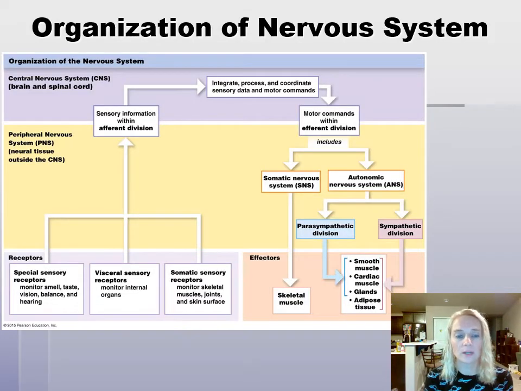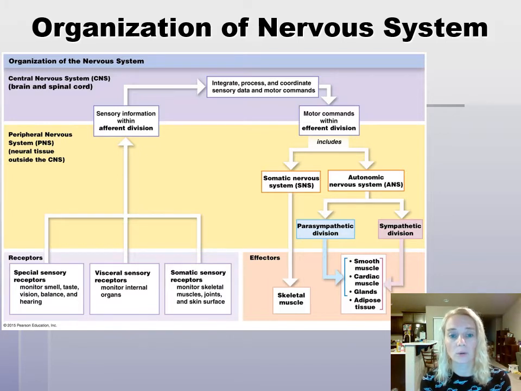So when we take a look at how the nervous system is organized, we can kind of see it's a pretty complex flow chart. So first of all, what I wanted to talk about is the physical parts of the nervous system. So that is the brain, the spinal cord, and the peripheral nerves. So those are the 3 major parts.